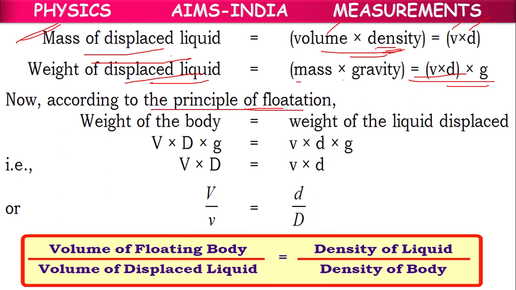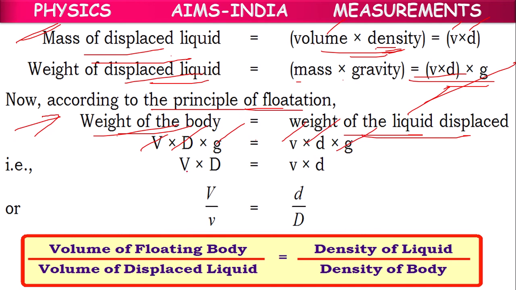Now according to the principle of flotation, the weight of the body kept inside the water equals the weight of liquid displaced. These two are equal. Capital V into capital D into small g equals small v into small d into small g. So g gets cancelled. Volume of body times density of body equals volume of displaced liquid times density of displaced liquid. Or this V will come down, this D will come down: capital V by small v equals small d by capital D.